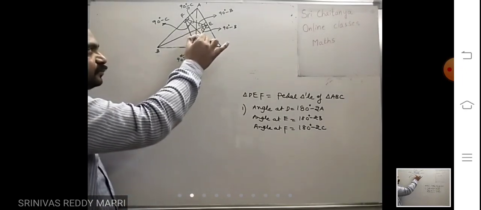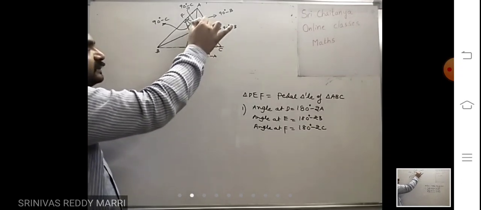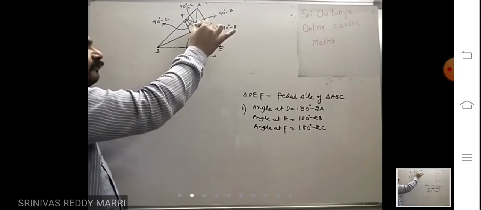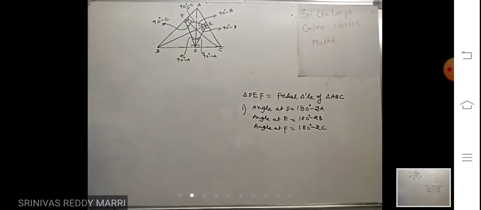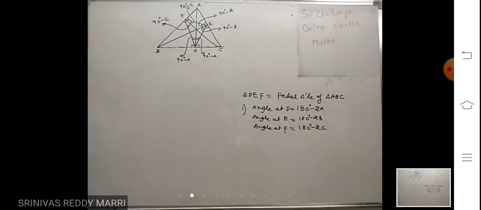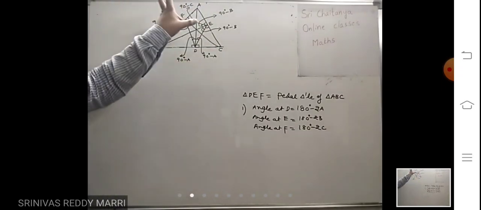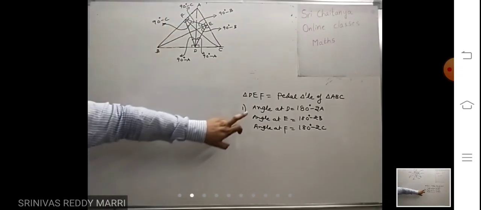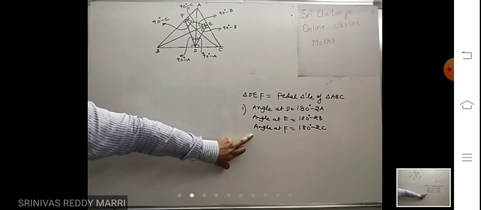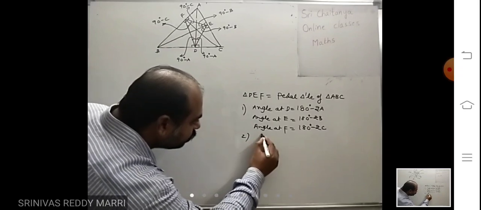So this is 180 minus 2A, and this angle is half, this angle is half. This is 180 minus 2B, this angle is half, and this angle is half. So these are the angles of the pedal triangle. Just like there are angles in ABC, as this is a triangle, it will have angles also. Those angles are 180 minus 2A, 180 minus 2B, 180 minus 2C. Right? Next, number 2.